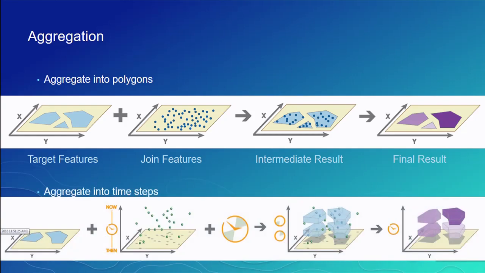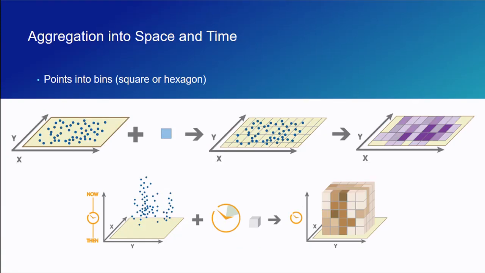And then, of course, aggregating into time steps. So we have those target features, and our join features have time. We end up with these polygons that are stepping through time. We can do the same thing with bins. So like I said, we don't always have a polygon data set to aggregate into. So you can create square or hexagonal bins of a specified size, and we can aggregate into those, as well as doing it with time steps.